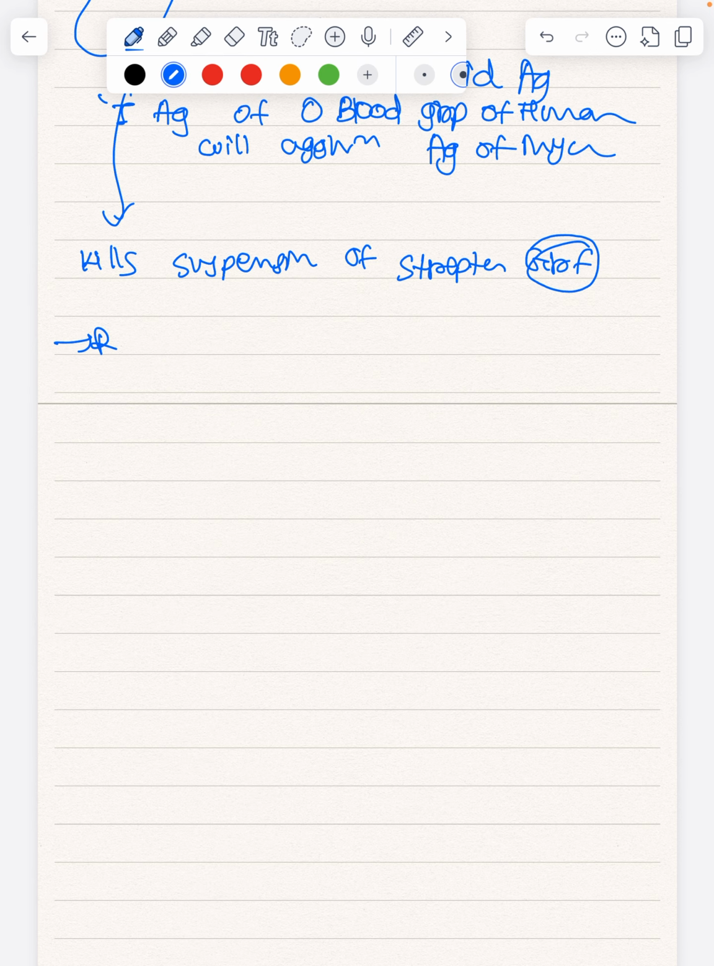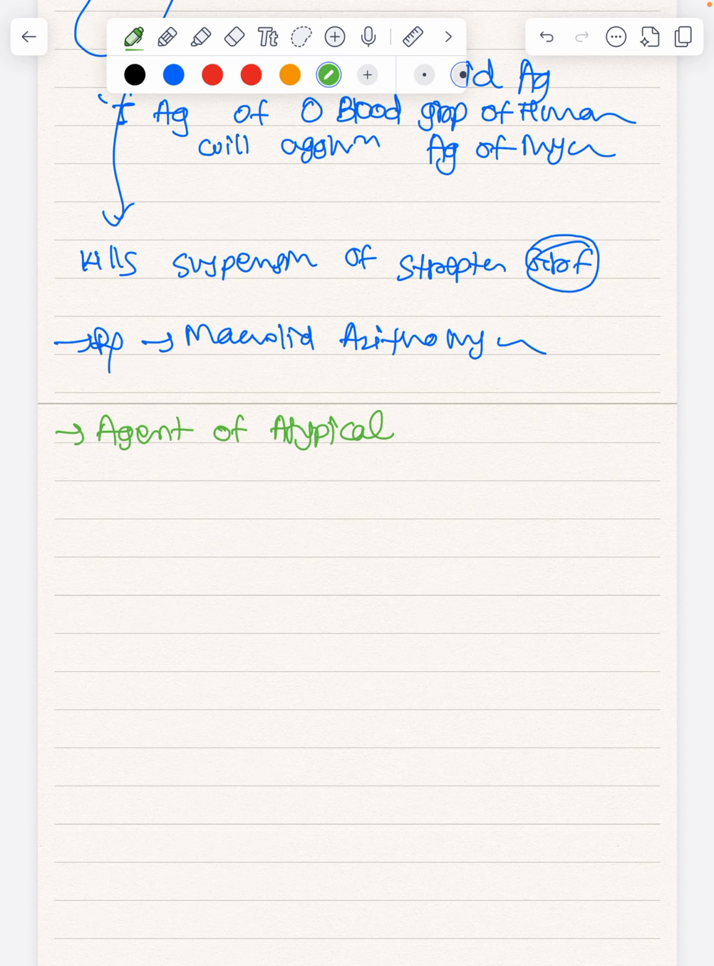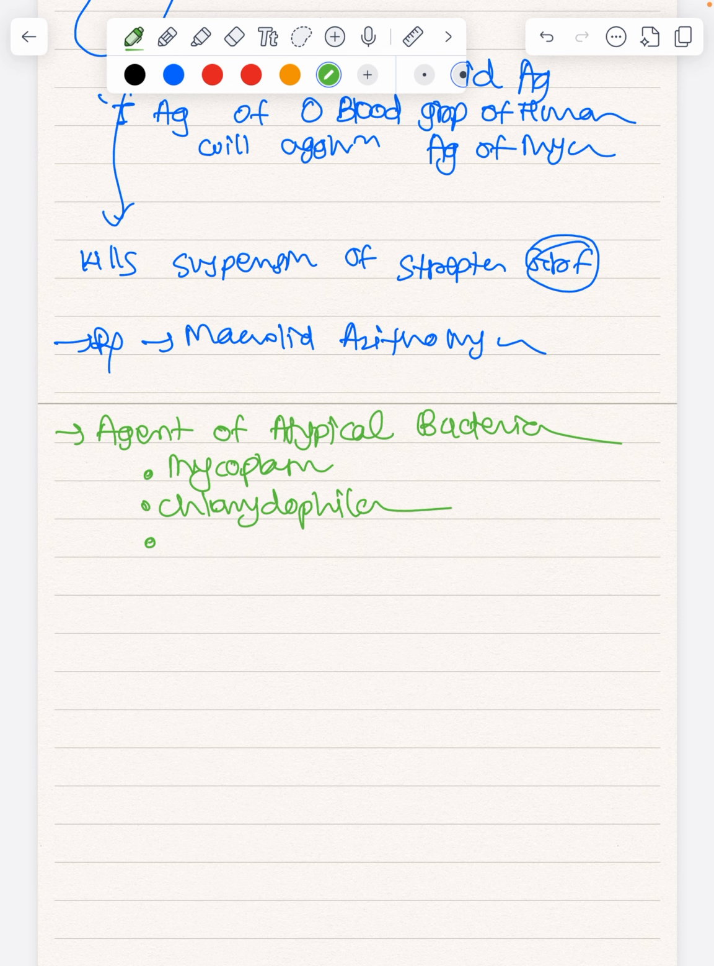Then comes the treatment part. Definitely macrolides, azithromycin. In the last, the agents of atypical pneumonia. The first agent is Mycoplasma pneumoniae, atypical bacterial pneumonia, definitely. Then second is Chlamydophila pneumoniae, and third is Legionella pneumophila.